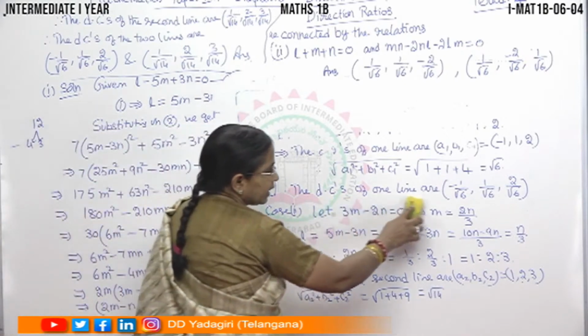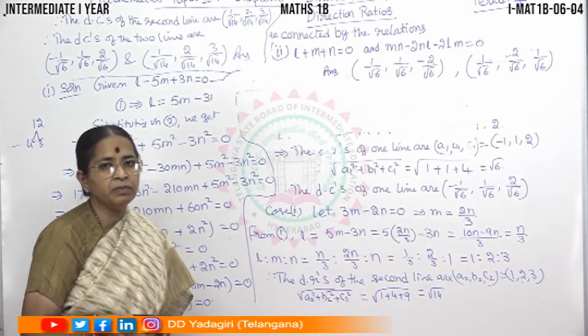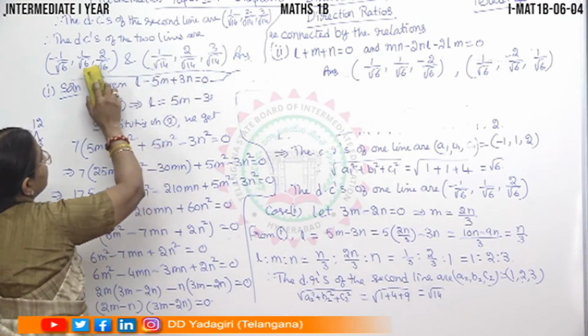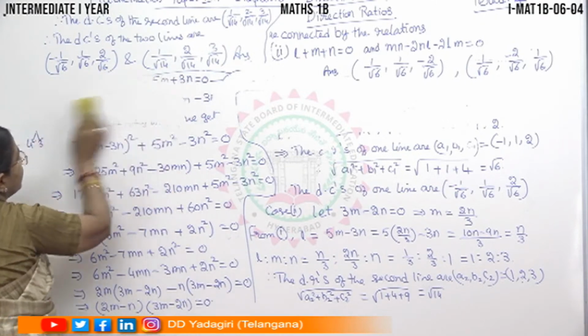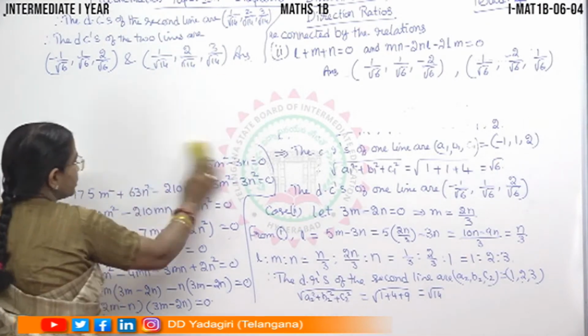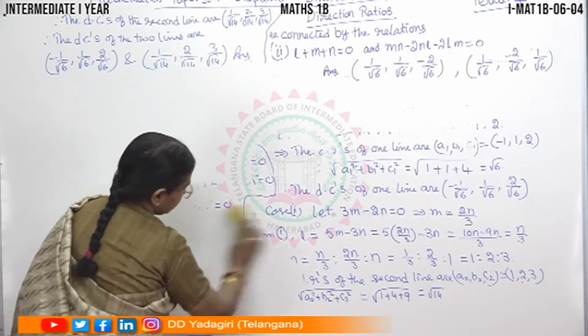If you are finding with the direction cosines, then you will use the formula cos theta is equal to L1 L2 plus M1 M2 plus N1 N2. So if you are finding the angle, you must find the direction ratios. That is enough. We can just use the cos theta formula.